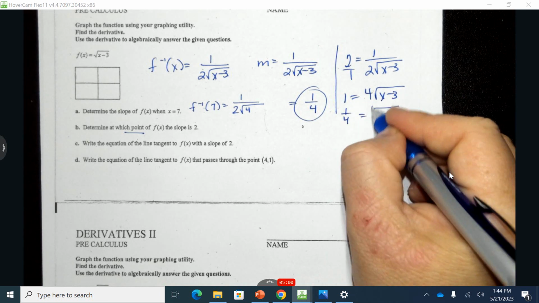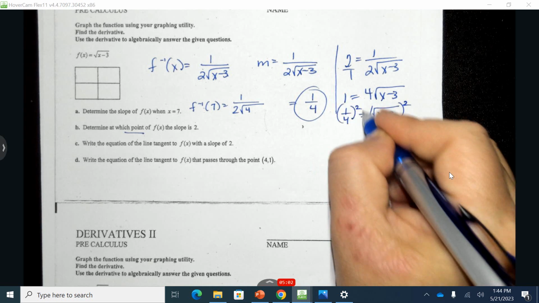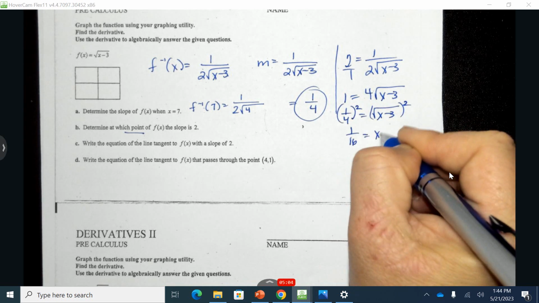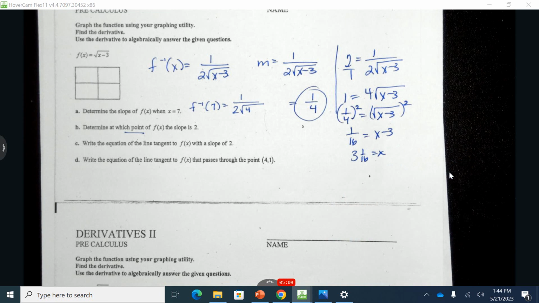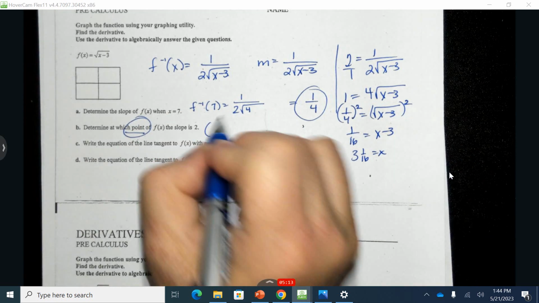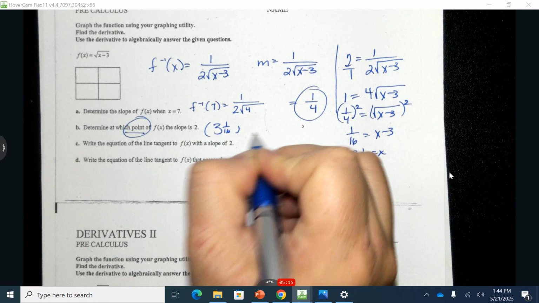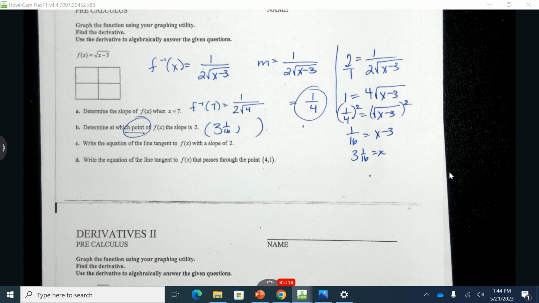Okay, to remove the square root, I'm going to square both sides, so 1 over 16 equals x minus 3. I'm going to add 3 to the other side, and there's the x coordinate for the point. Remember, a point contains both an x and a y. So now I need to figure out what is the y. How do I do that?